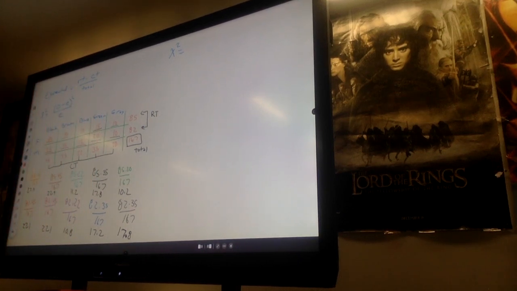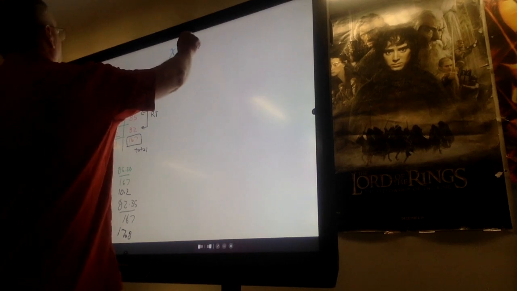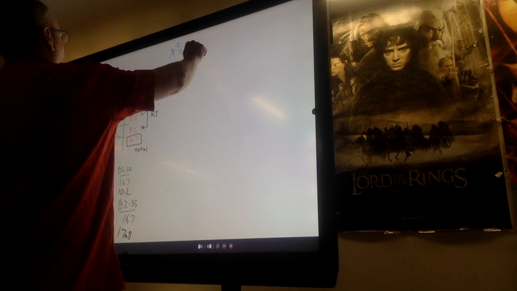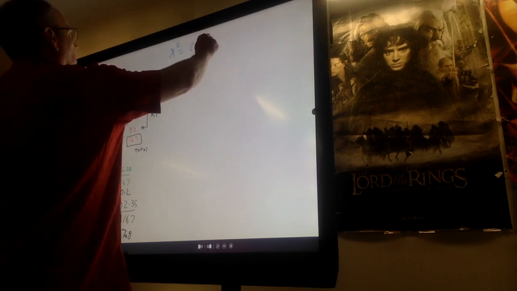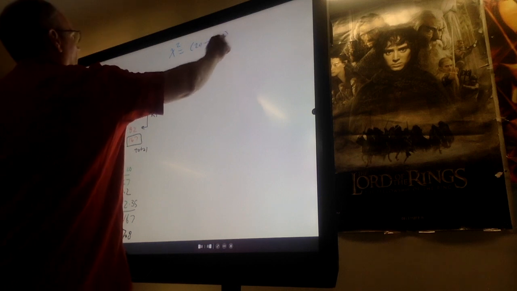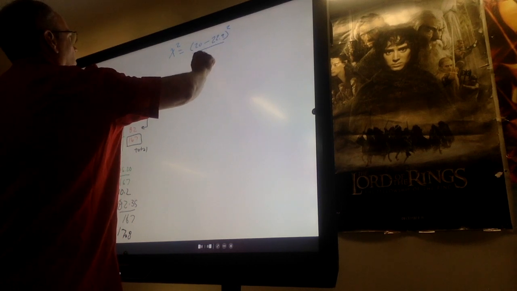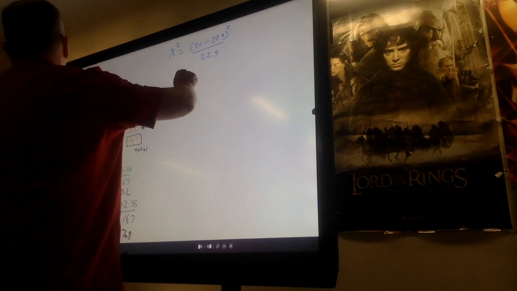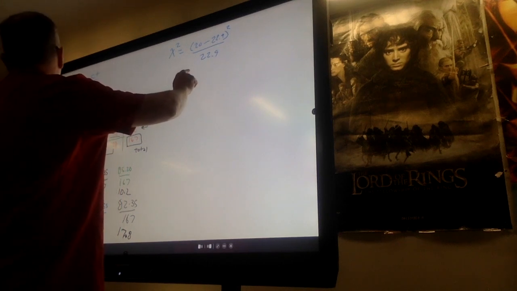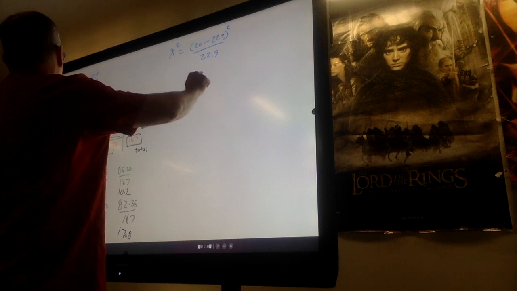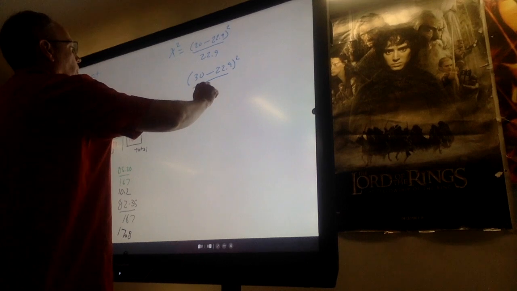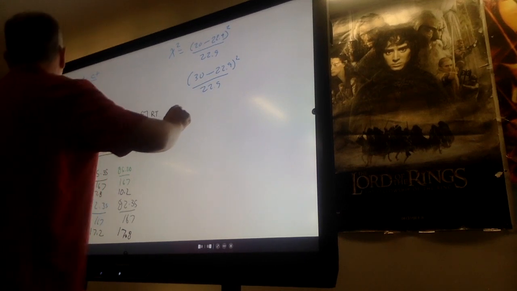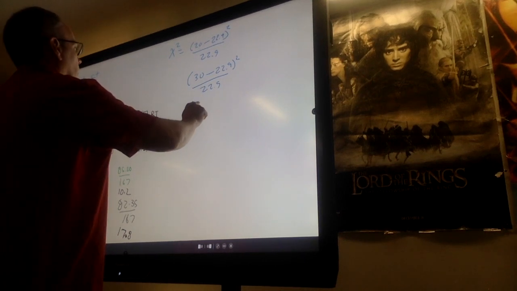All right, so the chi-squared, we're going to go down a whole bunch of these. So I'm going to go 20 minus 22.9, this is 22.9, quantity squared, divided by 22.9. And then I'm just going to go across this width, just like a half. Yeah, we'll do 30 minus 22.9, quantity squared like this, divided by 22.9. And then we're going to go sideways. Okay, sideways.